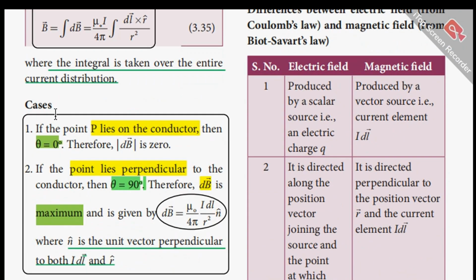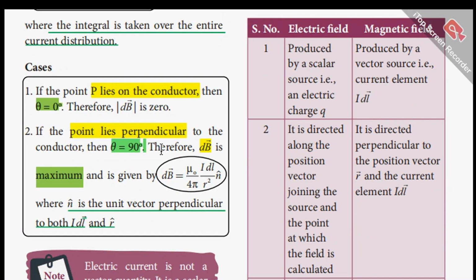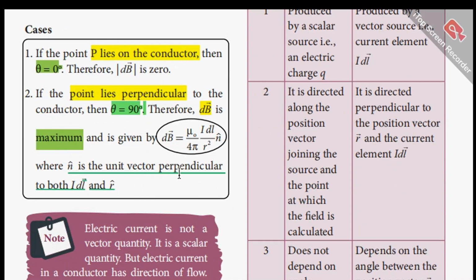Now let us consider the following cases. If the point P lies on the conductor, then theta equal to 0, therefore dB is also 0. But if the point lies perpendicular to the conductor, then theta equal to 90 degrees, therefore dB is maximum, and is given by this expression dB equal to mu naught by 4 pi I dl by r squared n cap, where n cap is the unit vector perpendicular to both I dl and r.